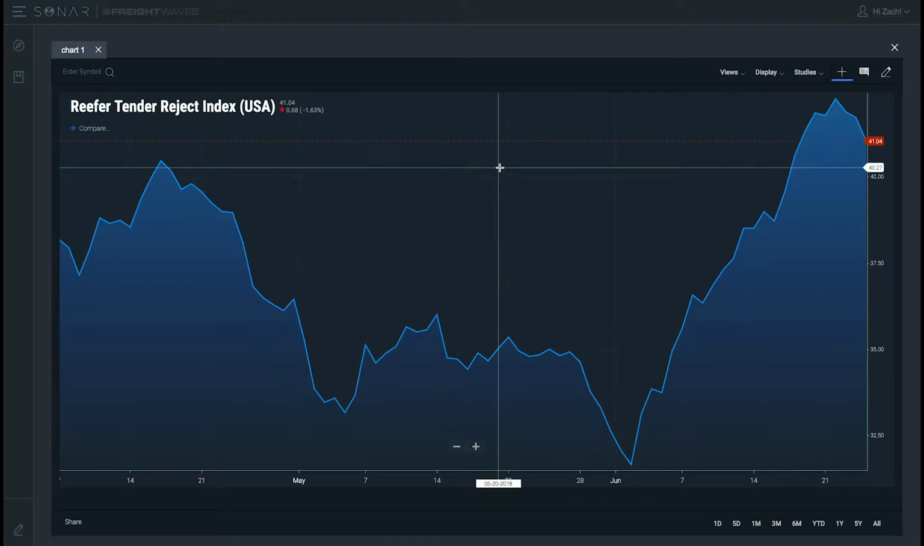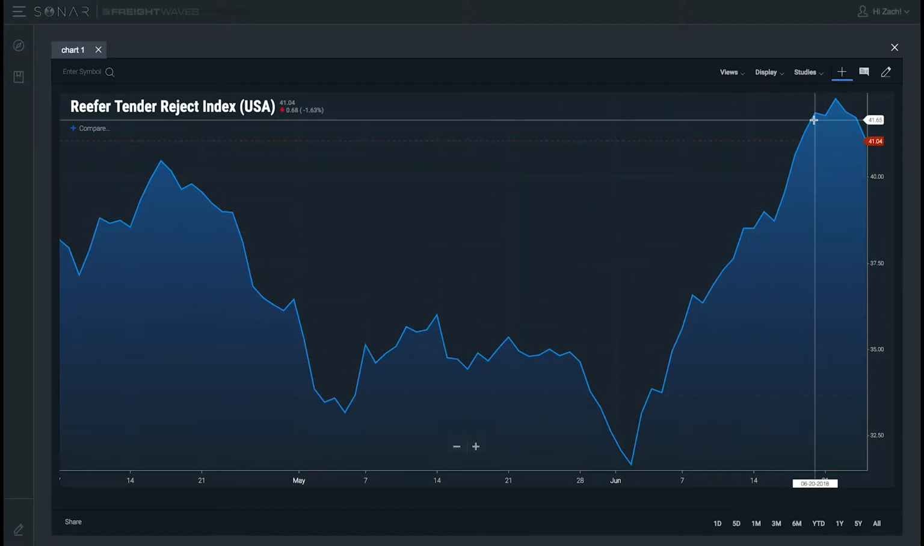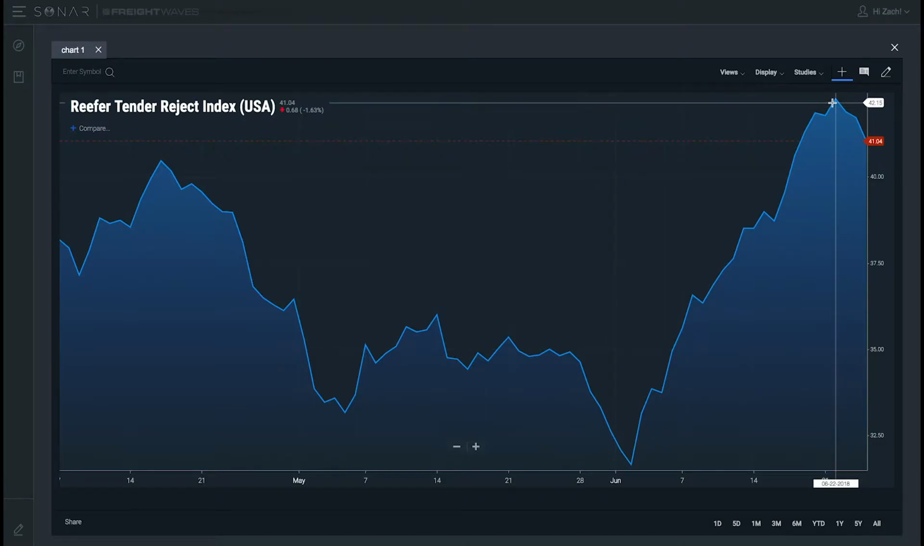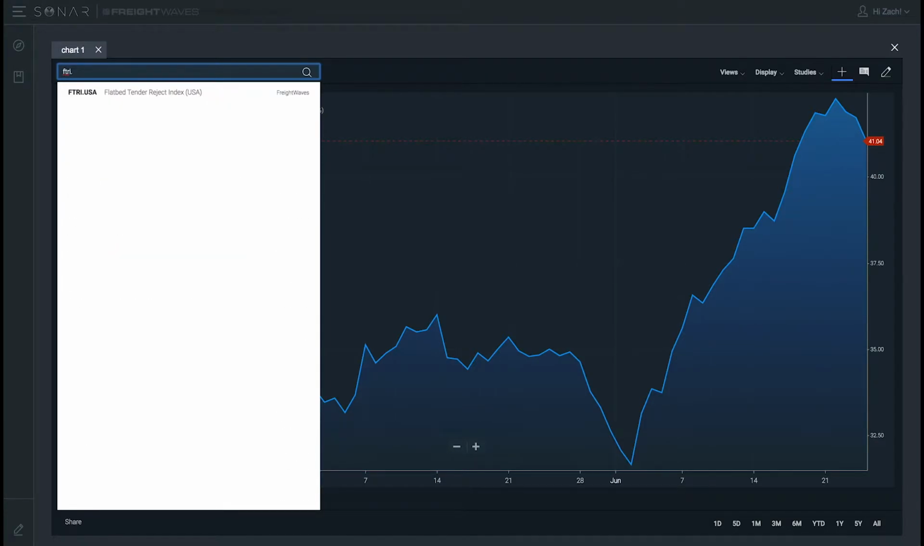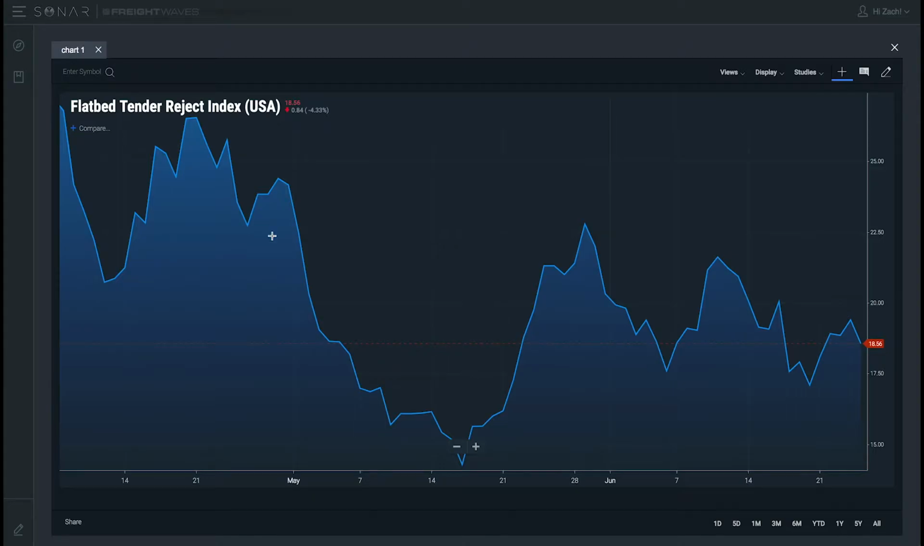So when produce or other items such as alcohol and other things that need temperature control are moving through the system, you can get a good idea of what's happening. And of course, in June, a warmer month, we see the reefer tender rejection indices moving up. So again, not that shocking, but it's a good thing to have in terms of completing your analysis or your story of what's happening in the overall market. And I will go ahead and show you the flatbed tender rejection index, just to give you a sample of what it looks like right now. So they're right about 18%, so not terribly high, but anyway, those are the equipment type TRI organizational levels.